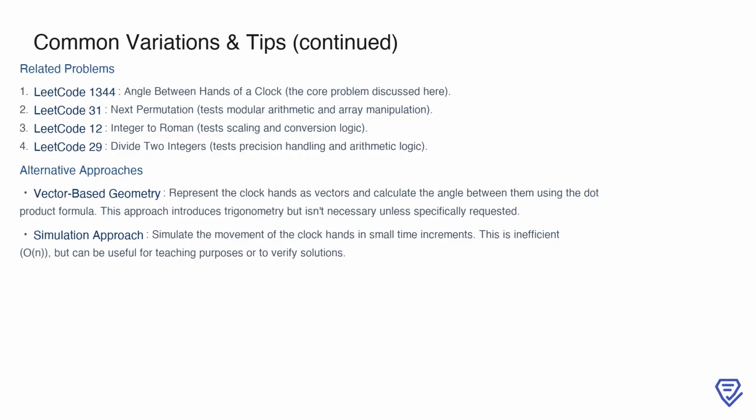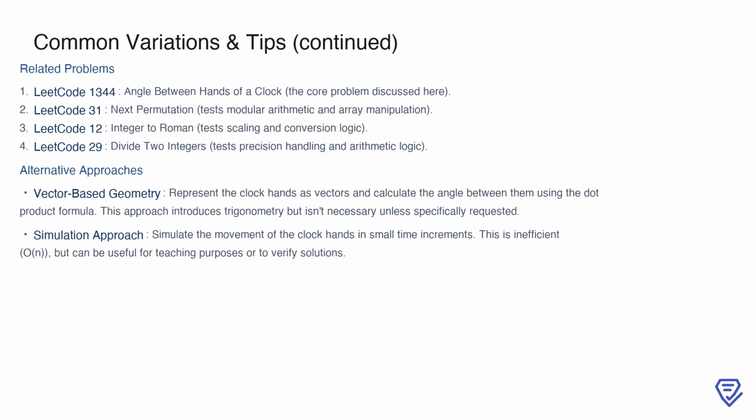There are several related problems that you may encounter, which build on similar concepts. For instance, the core problem, LeetCode 1344, focuses on calculating angles between clock hands. However, problems like LeetCode 31, next permutation, test your understanding of modular arithmetic and array manipulation, while LeetCode 12, integer to Roman, challenges your scaling and conversion logic. Another example is LeetCode 29, divide two integers, which emphasizes precision handling and arithmetic logic.